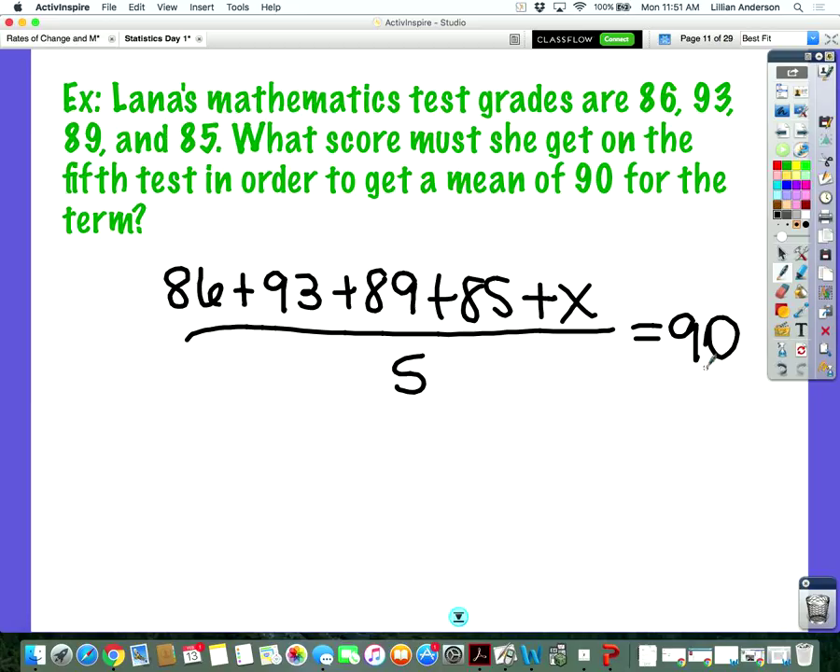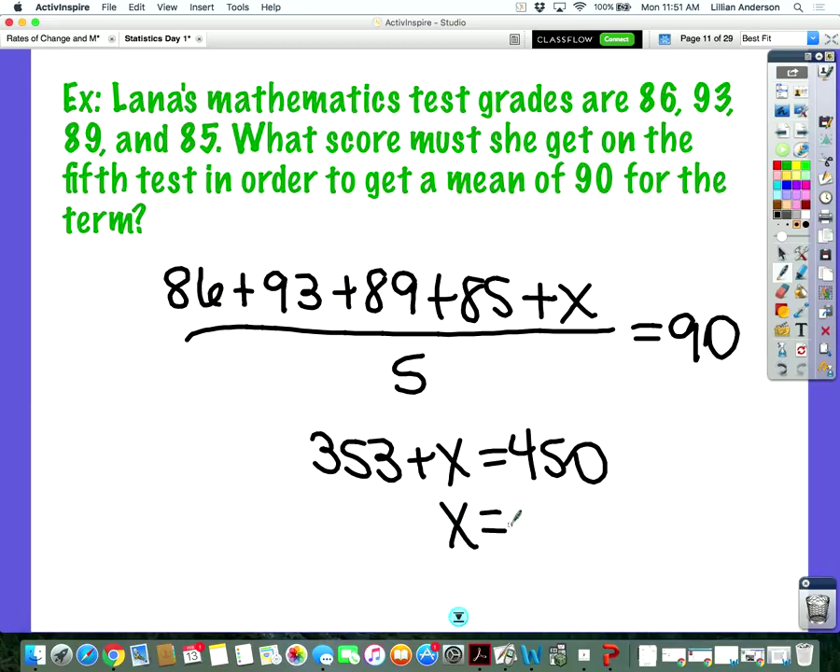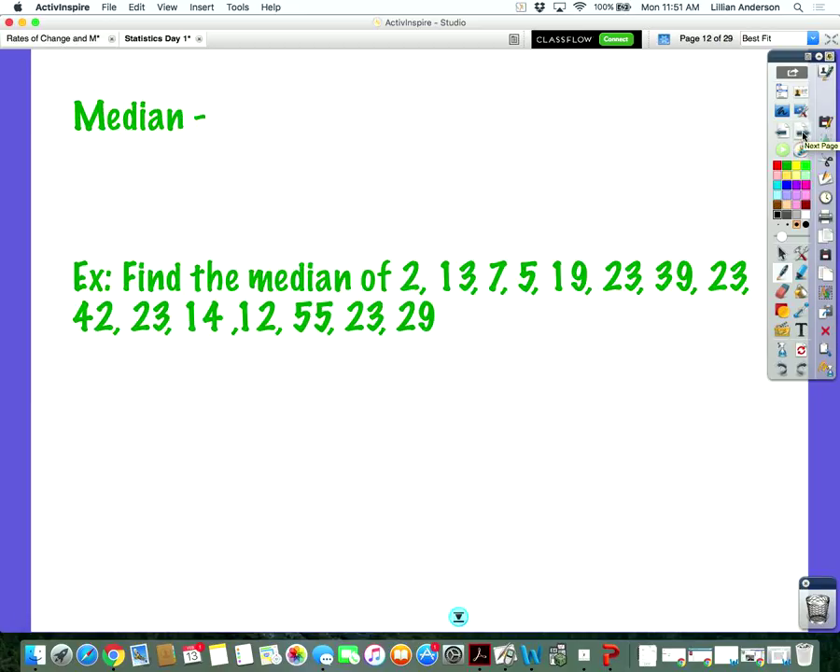What's 90 times 5? 450. What is the sum of these numbers? 353. So then you just subtract, and the last test would need to be a 97. So in reality, she needs a 97.